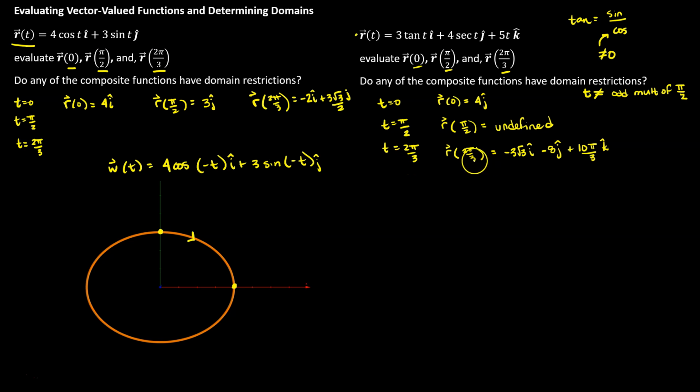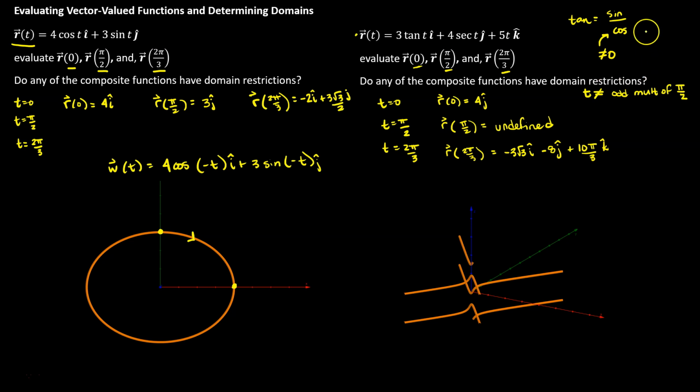The vector function r gives me a negative 3 root 3 i hat minus 8 j hat plus 10 pi over 3 k hat. And if we tried to graph this vector function, we would see that we have a bunch of disjoint curves in 3 space, much like what we see when we graph the tangent graph. Remember that tangent has a bunch of vertical asymptotes and then a cute little squiggle in between them. And every period is separated by these vertical asymptotes. And we see that in our vector function as well.